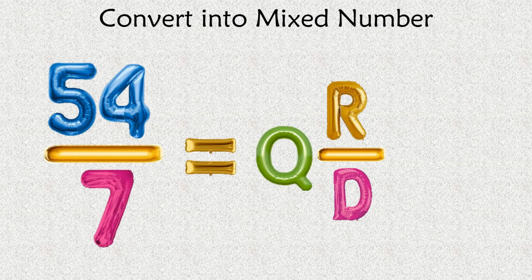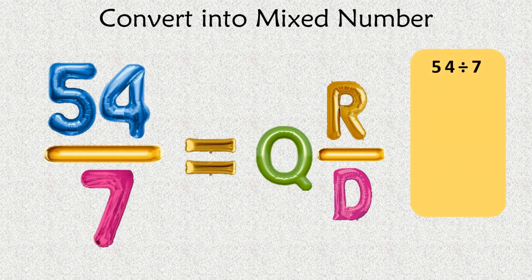The last one is convert 54 upon 7 into mixed number. We know that 54 upon 7 can be written as division sum 54 divided by 7. Now divide 54 by 7. How many times? 7 times, because 7 sevens are 49. So write 7 in quotient above the line and subtract 54 minus 49, we get 5 as remainder.